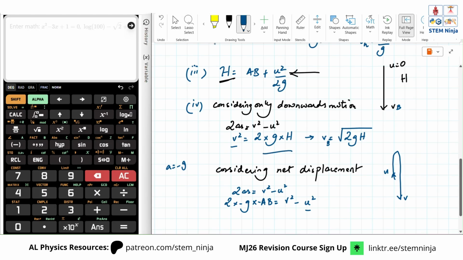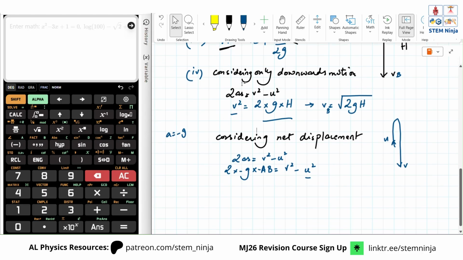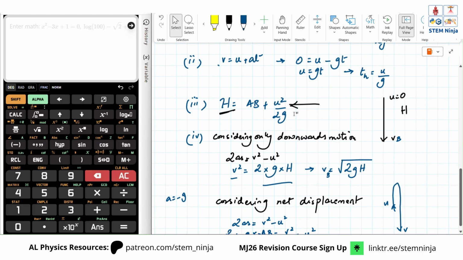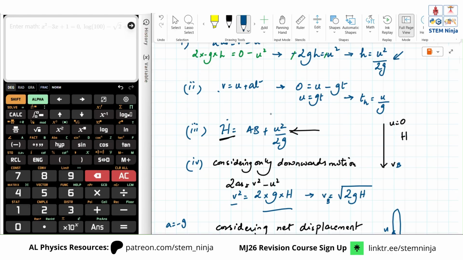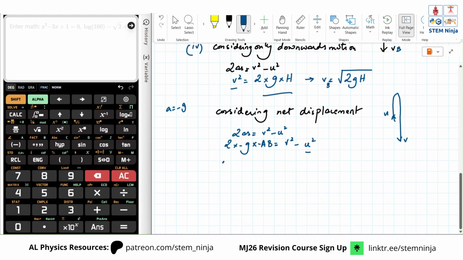Let's see whether we get an equation like this also. So we designated AB. We can designate AB to be h minus u squared over 2g. So 2g times h minus u squared over 2g equals v squared minus u squared. When you multiply, you get minus 2gh, and plus, because minus minus would cancel out, 2g u squared over 2g equals v squared minus u squared.